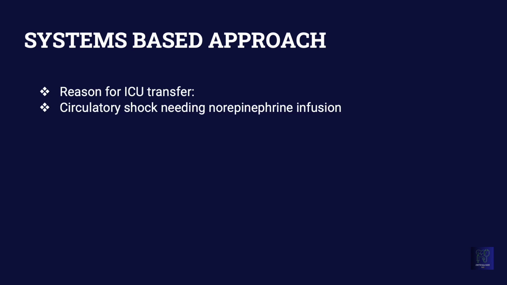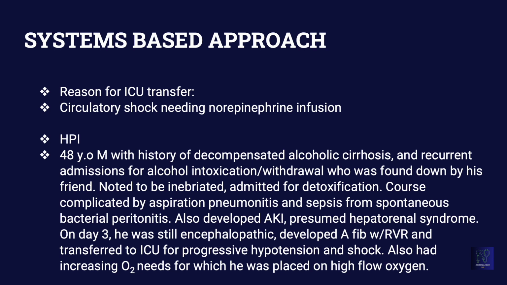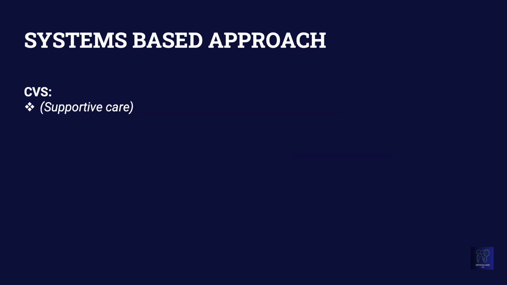Start with why the patient is in ICU. In this particular example, patient was transferred for circulatory shock needing levofed or norepinephrine infusion. So that'll help us focus on the most important part or the most life-threatening aspect of patient's illness. History of present illness is pretty much the same. Then we can talk about systems based assessment and plan.